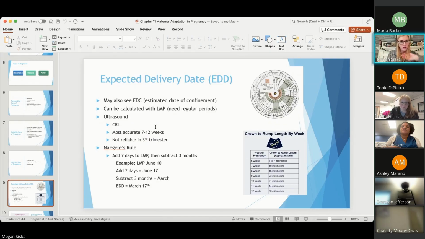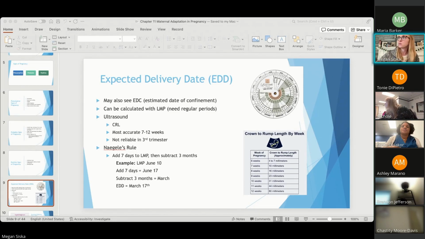We can't really use crown rump length past the first trimester because then it's not as accurate. So you really need to have that first trimester ultrasound for it to be the most accurate, because eventually babies take up a lot of space in the uterus and it's hard to get those measurements exact to do an estimated due date based on those measurements alone.